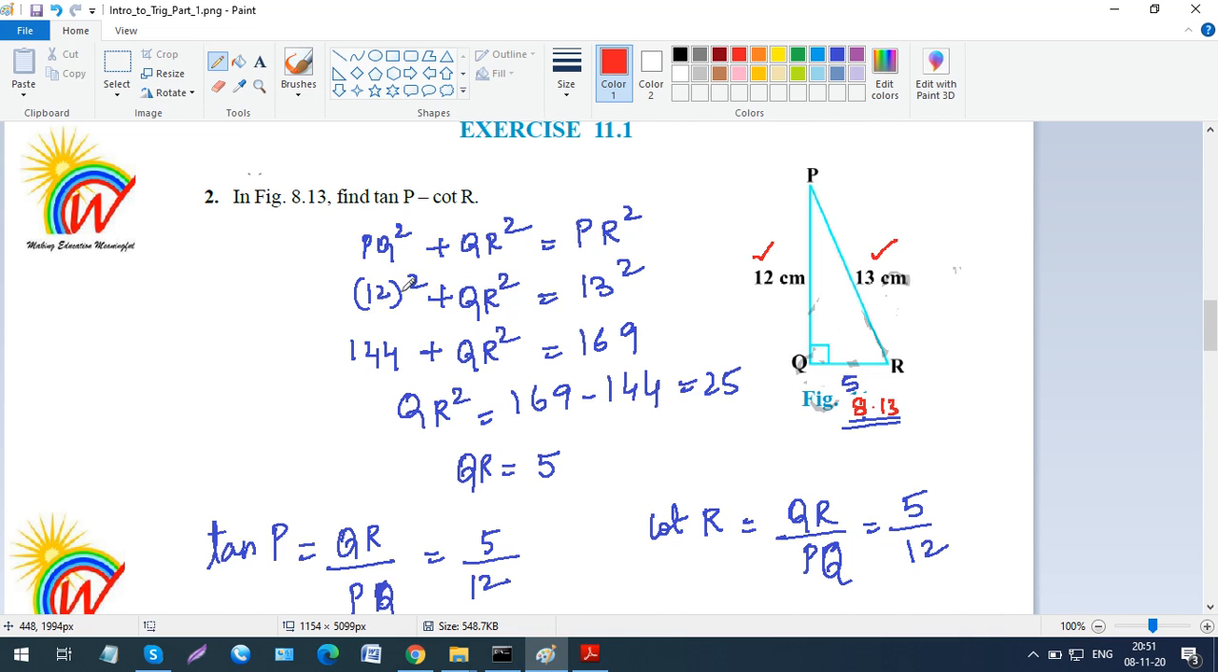So again we use the Pythagorean theorem. PQ square plus QR square will be PR square, right? The longest side is always equal to the whole thing. So 12 square plus QR square is equal to 13 square. 12 square is 144.